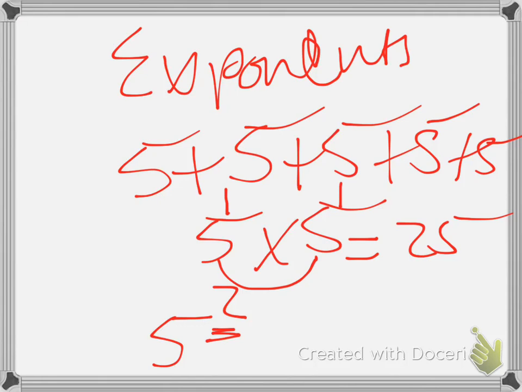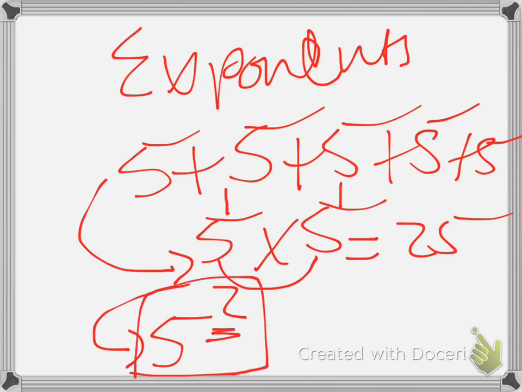Okay? Instead of writing down 5 plus 5 plus 5 plus 5 plus 5, I can go down from that to this, and I can go from this to that. This is the simplest form whenever it comes to getting this.